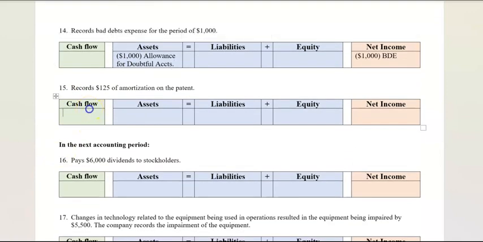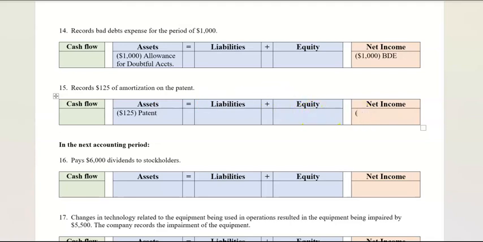Transaction 15, the company records $125 of amortization on the patent. Amortization, like depreciation, like bad debts expense, is another example of a non-cash expense. Nothing's going to happen to cash. We will have a reduction to assets, and this will be accounted for in one of two ways. GAAP allows companies to either record that decrease directly to the patent or intangible asset account itself, or sometimes companies set up accumulated amortization accounts related to that patent.